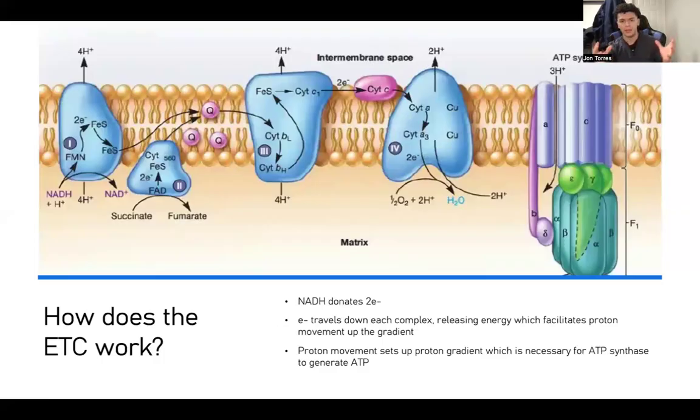So this is an oversimplification of the process, but it's important that we just understand we have NADH, it'll donate electrons, and this electron travels from complex to complex. At the end, it'll meet with oxygen, which is our final electron acceptor, and will produce H2O, and then ATP synthase will do its thing, and we will get 1 ATP for every 3 hydrogen.